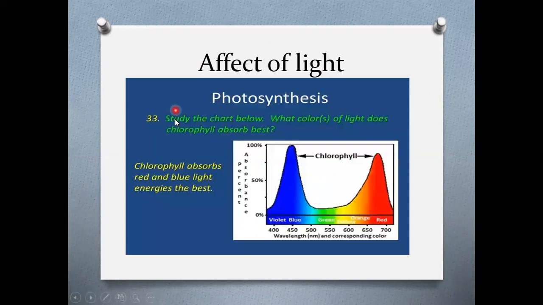So we have to study the effect of light on photosynthesis by studying different phenomena of photosynthesis in the different plants. We came to a conclusion that chlorophyll absorbs only red and blue light, or red and blue energies, at the best.